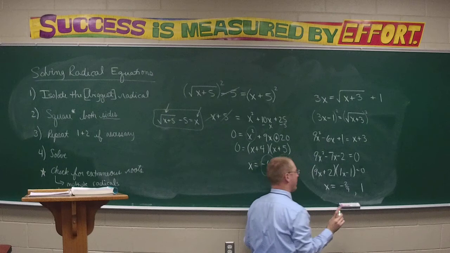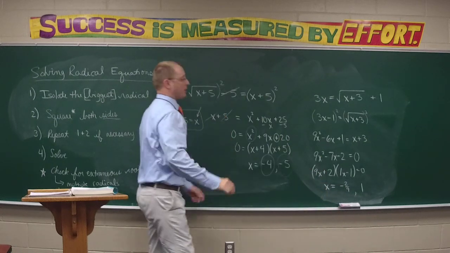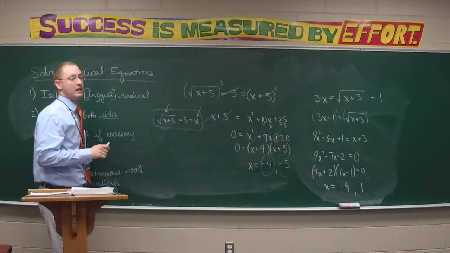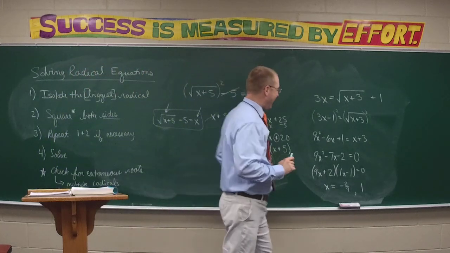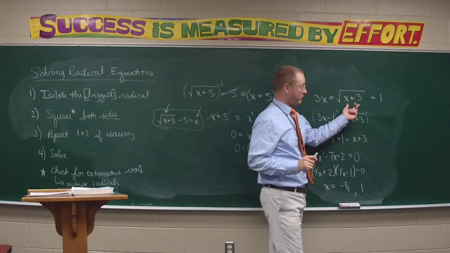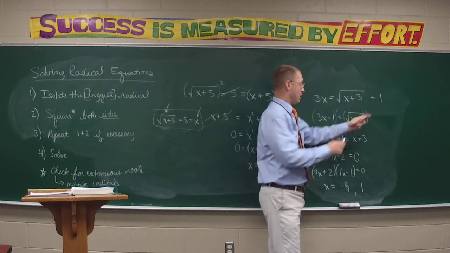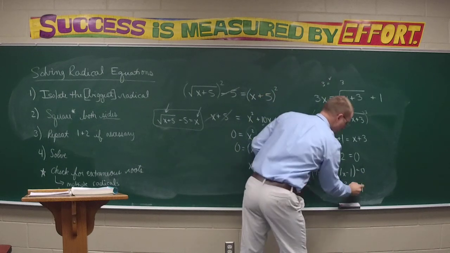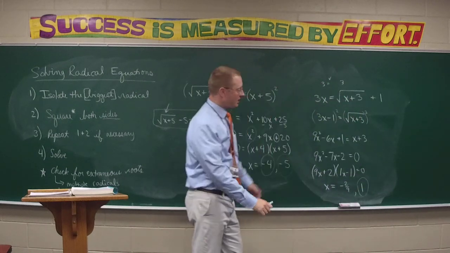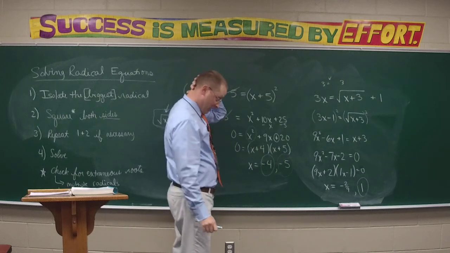Negative 2 ninths and 1. At least they're possible answers. But of course, we want to make sure that we check. Let's do the 1 first, because I'm lazy. All right. 1 plus 3 is 4. Square root of 4 is 2. 2 plus 1 is 3. 3 times 1 is 3. Yay. Calculator's ready.